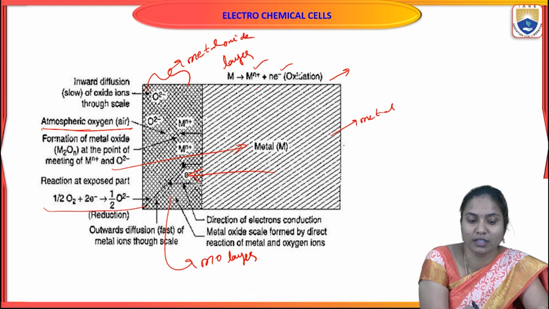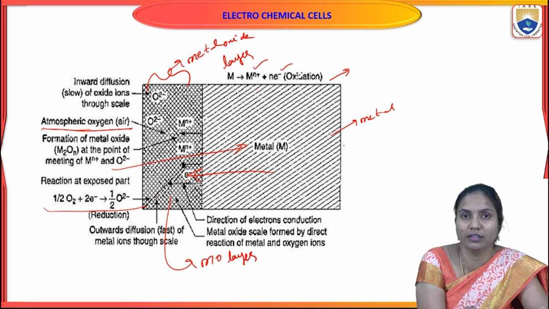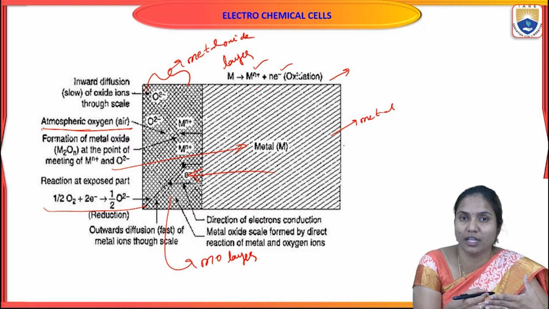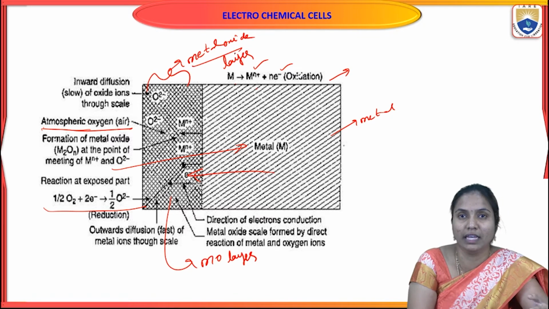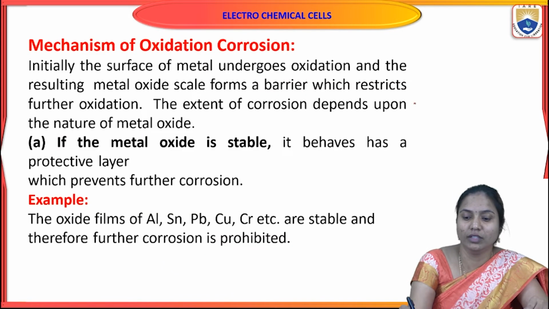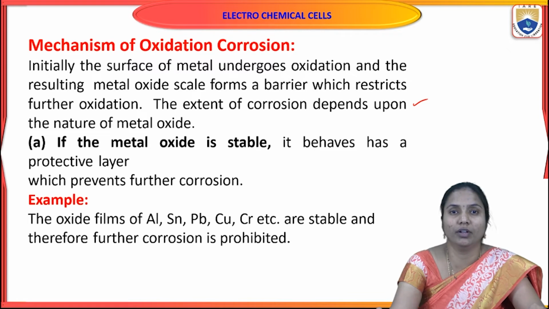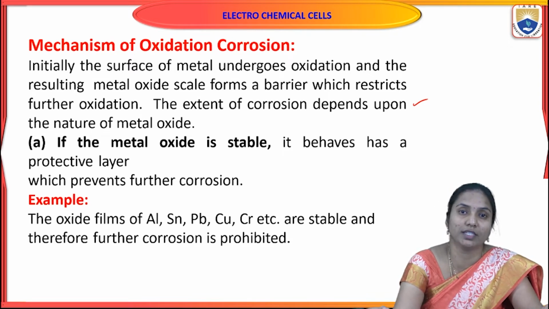Oxygen diffuses inward. In this case, oxygen gains 2 electrons, then forms O2−. Finally, when both diffusions take place, it forms a metal oxide layer on the metal surface. This metal oxide layer plays an important role in this oxidation corrosion. Sometimes it acts as protective, sometimes as non-protective. In which cases it is protective and in which it is not, we discuss now.